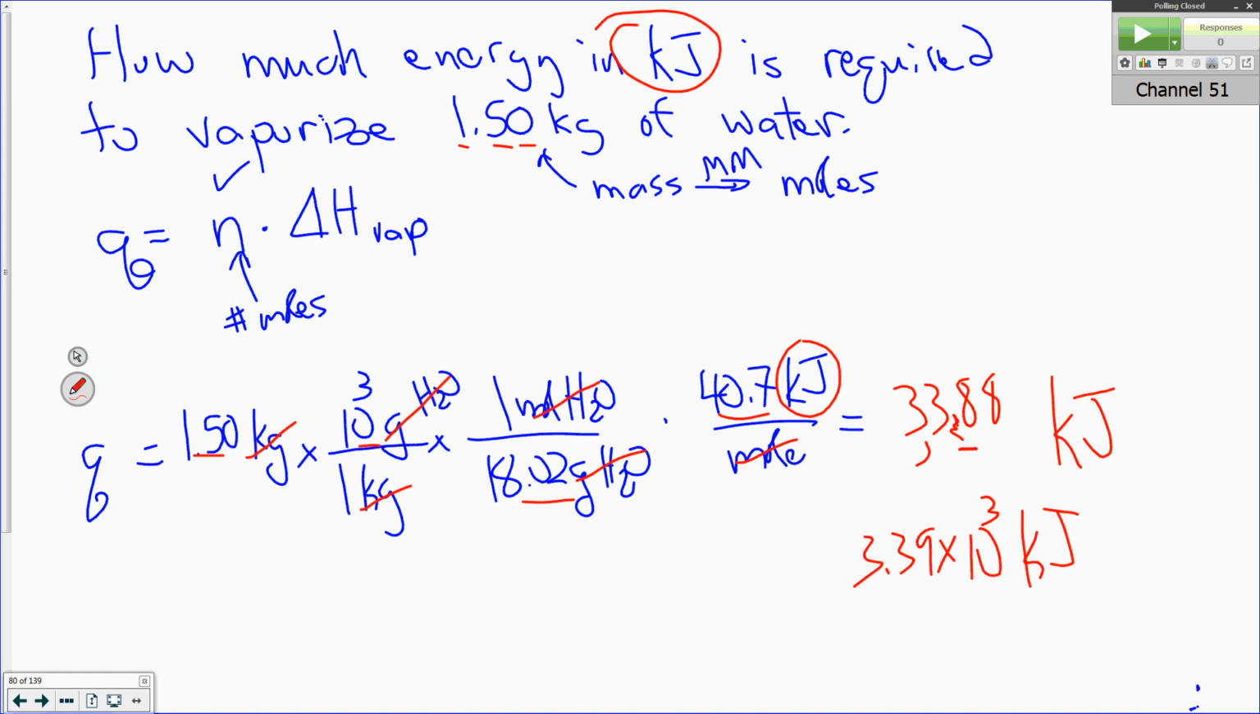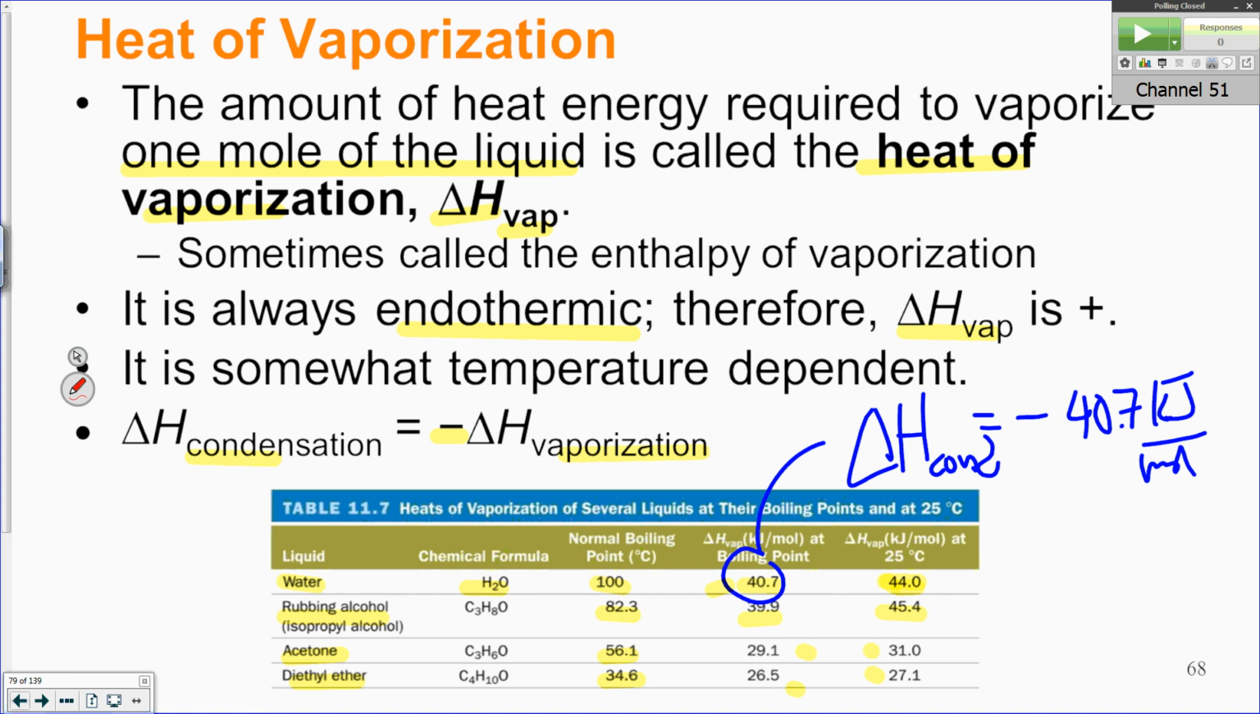Does anybody have a question on that? How do we get the 40.7 again? Sure. That comes directly off the table. So that's this number off the table. It has to either be given to you or you have to look it up in the table. So the molar heat of vaporization is a known.